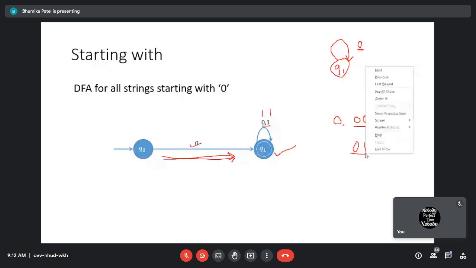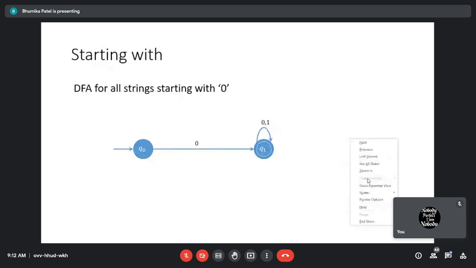Okay, so now as I said, we are going to design the DFA, not NFA. So in the DFA, we have to show the transition for each and every character. So here from Q1, we have shown the transition for 0 and 1 both. But from Q0, what about 1? We have shown the transition for 0, but we must show the transition for 1 also. But if I show the transition from Q0 on 1, the string must be rejected.